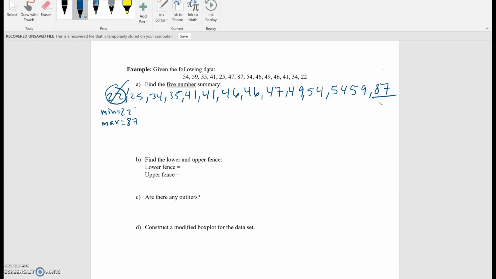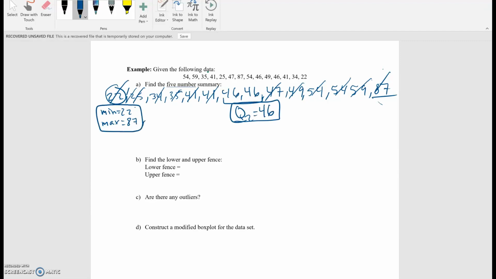So let's figure out what my second quartile is. I'm going to find the median of this. I think I got somewhere in between 46 and 46, which should just be 46. So my Q2 should be 46. Okay, I hope I did this right, because it would be a shame if I did this wrong. So this is 46.